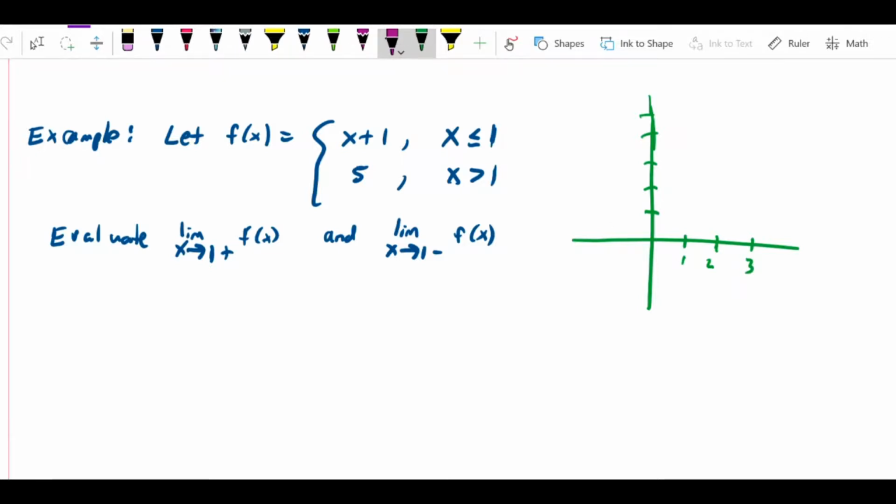So this function looks sort of like that. And then put in these numbers here, 1, 2, 3, 4, 5. And then once you have an x value greater than 1, the function looks like this. Okay, so this is our function.